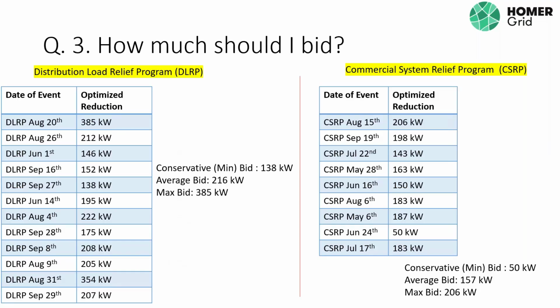On the left are dates under the DLRP program and the load relief provided during each event. There's a similar table for the CSRP program on the right. Looking through the range of load relief and HOMER's optimized reduction, you could come up with a conservative bid, or maybe an average bid, or a risky or aggressive bid that you can submit to your utility.